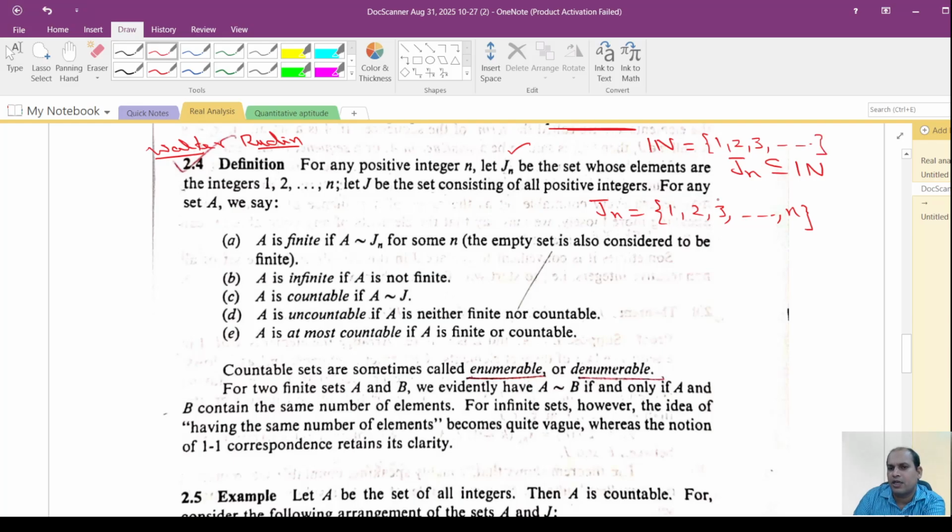This one is the counting set. If I say J3, it will start from 1, 2 and end on 3. J4 similarly means 1, 2, 3 and 4. So, for any positive integer n, let Jn be the set whose elements are the integers 1, 2, up to n. Let J be the set consisting of all positive integers. J in this notation we are using for the set of natural numbers. Then for any set A, we say that a set is finite if it is similar to Jn. Similar to Jn means there exists at least one bijective map.